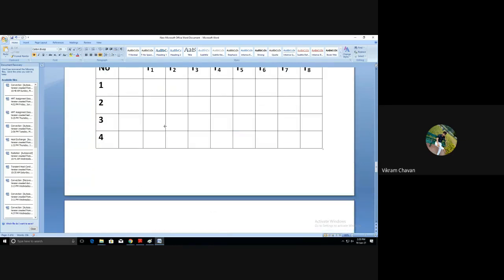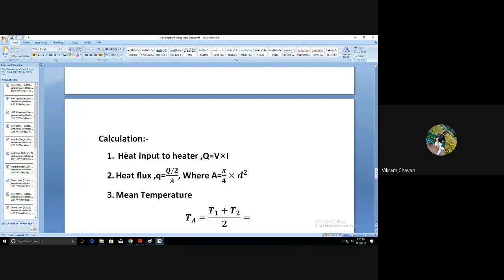Then we have to do the calculation, first of all for the heat input. How much amount of heat is provided to the heater? That will be equal to Q = V multiplied by I, V multiplied by I. Next we have to find out the heat flux. So Q will be equal to V multiplied by I.